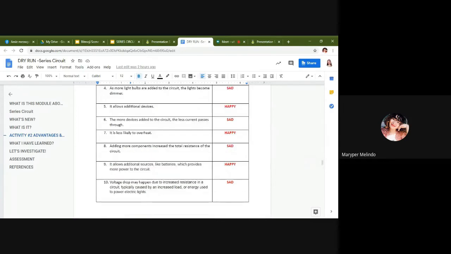The more devices added to the circuit, the less current passes through. Sad. It is less likely to overheat. Happy. Adding more components increases the total resistance of the circuit. Sad. If one additional source like a battery is added, which provides more power to the circuit, happy. And voltage drop may happen due to increase of resistance. Sad. So if you got it correctly, very good. And we will proceed to the next objective.